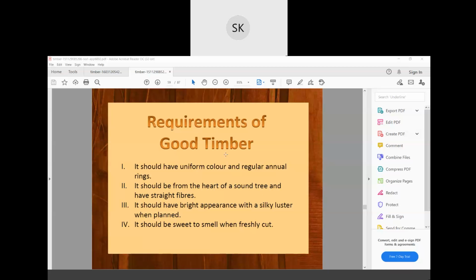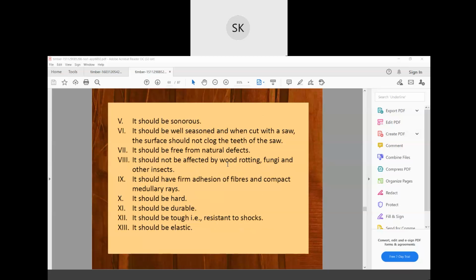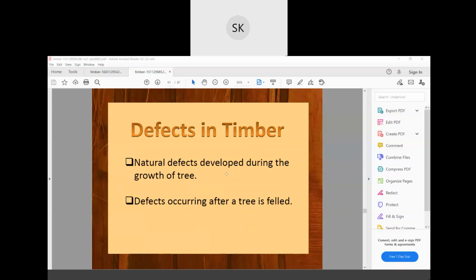Next. It should be sonorous. It should create some sound when you cut. It should be well seasoned. And when cut with a saw, the surface should not clog the teeth of the saw. It should be free from natural defects. Should not be affected by wood rotting, fungi, or any other insects. Should have firm adhesion of fibers and compact medullary rays. It should be hard enough, durable, tough, and elastic.